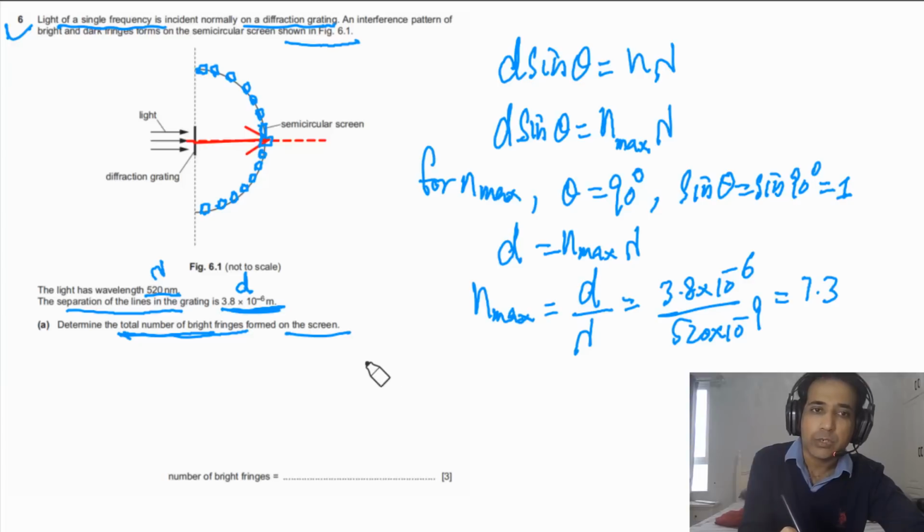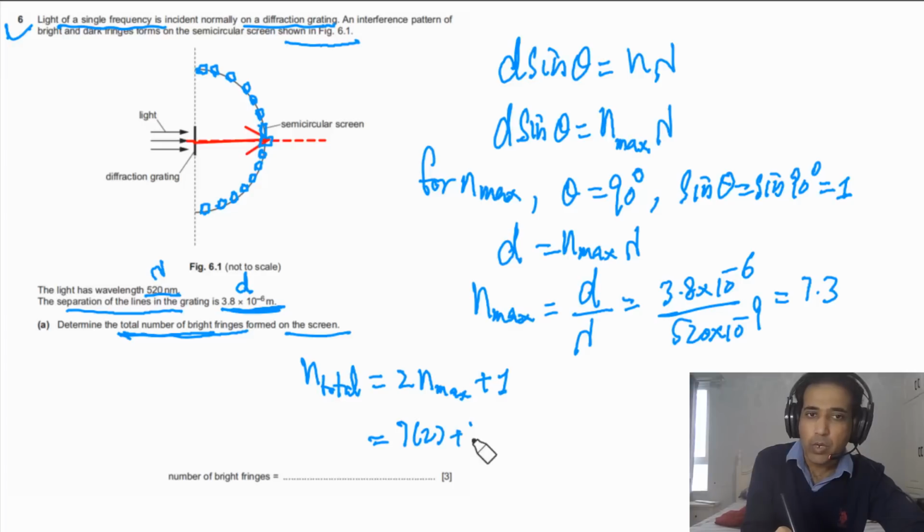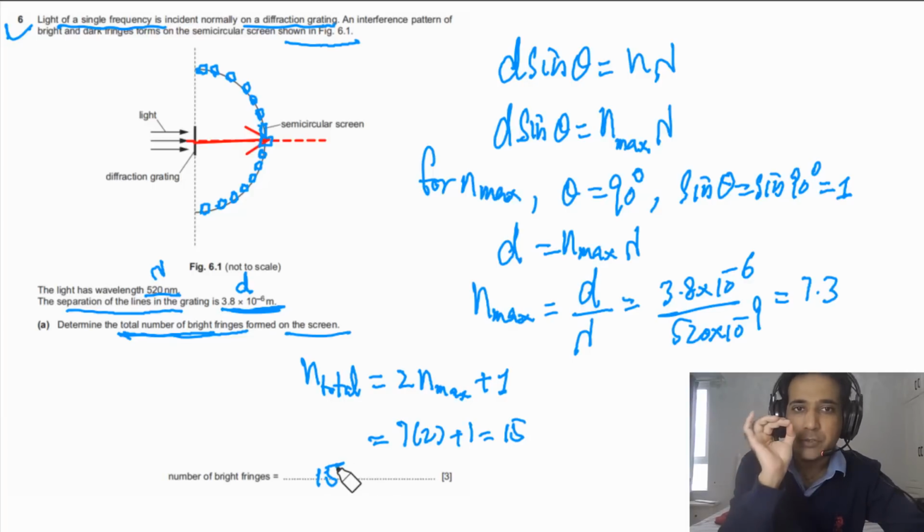So what is the total number? N total we now need to find out. So N total is equal to 2 times N max plus 1 center maxima. So in this case we have 7 times 2 plus 1. So the total number of bright fringes is 15. So we can write here 15. Complete fringes you have to take.